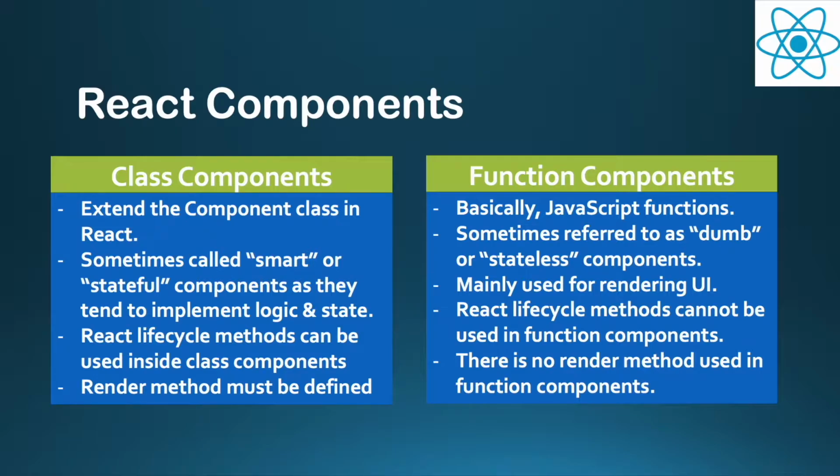On the other hand, function components, instead of being a class, are basically JavaScript functions. They are referred to as dumb or stateless components because they do not have state in them. They're mainly defined or used for rendering UI, and the lifecycle methods cannot be used in function components. So we do not have state and we cannot use the lifecycle methods in a function component. And there is no render method used in the function component. The return of that function component is the render. So let's look at a few examples and it will become clear.